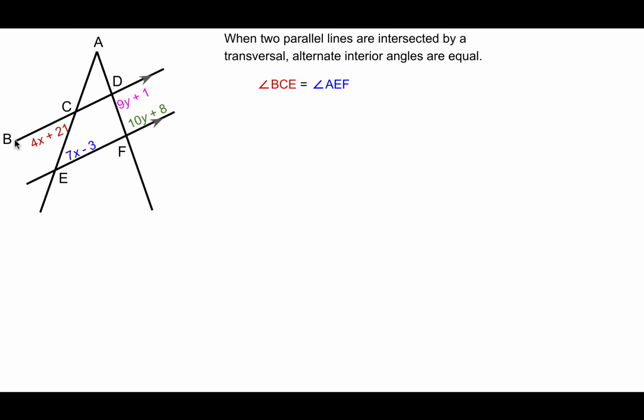So think of this as angle BCE and angle AEF. So again, 4x plus 21 equals 7x minus 3. Let's isolate our x. So we're going to subtract 4x from each side. 21 equals 3x minus 3. Add 3 to each side, and 24 equals 3x. Divide each side by 3, and we've isolated the x. X equals 8.